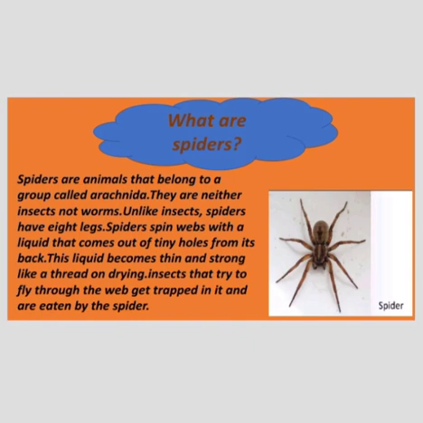Now, spiders. What are spiders? Spiders are animals that belong to a group called Arachnida. They are neither insects nor worms. Unlike insects, spiders have 8 legs. Spiders spin webs with a liquid that comes out of tiny holes from their back. This liquid becomes thin and strong like a thread on drying. Insects that try to fly through the web get trapped in it and are eaten by the spiders.